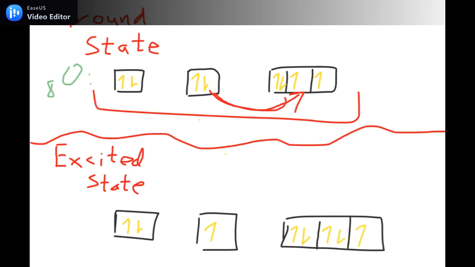What was happening over here was that when we provided energy, this downward spin became an upward spin. Therefore, the two spins experienced repulsion, and this one was transferred to the 2p subshell, just shown over here.